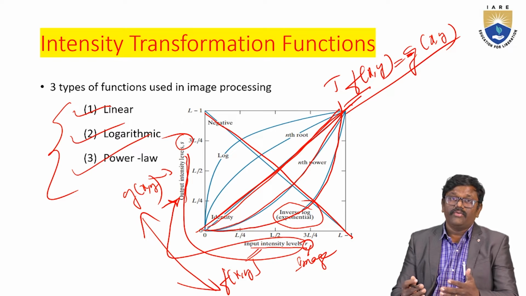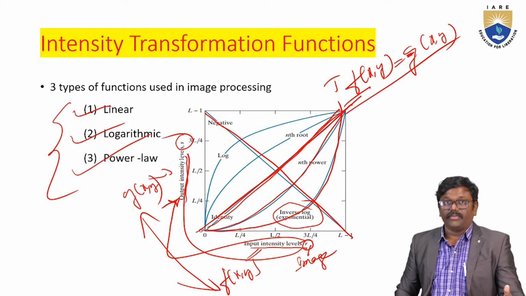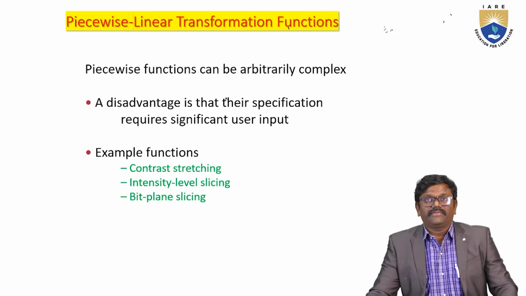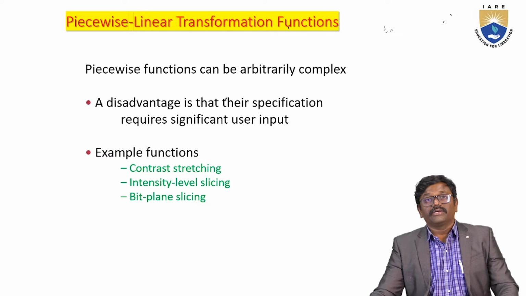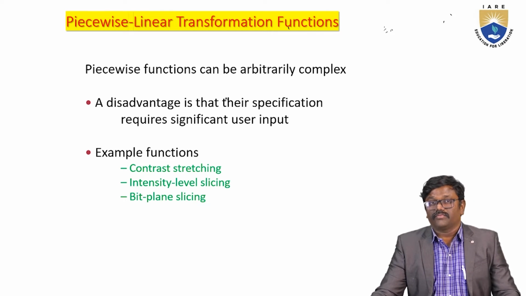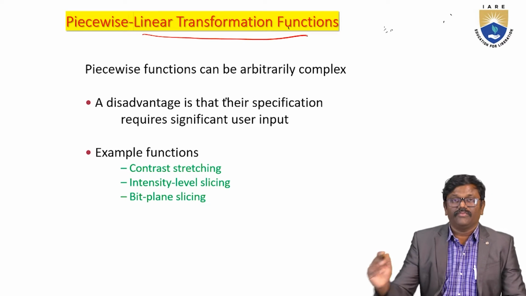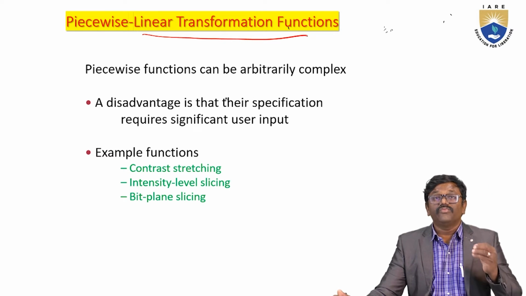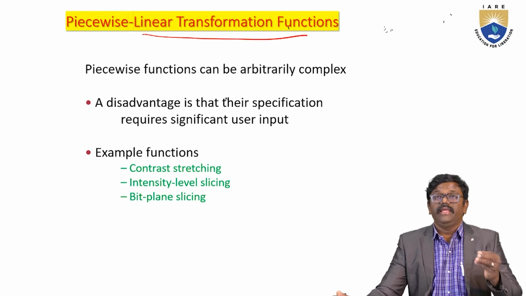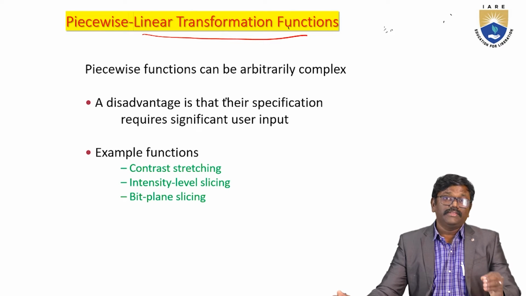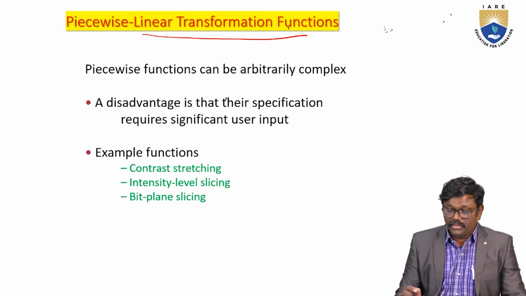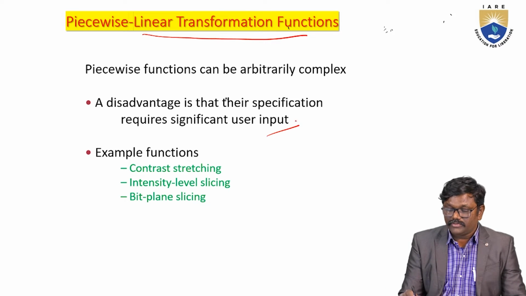We are going to understand these characteristics in detail, how these graphs are attained, with one function after another explanation. See here, first I am going to start with one of the intensity transformation functions, which I call linear transformation functions, named piecewise. What is that? Piecewise linear transformation function. These piecewise linear functions can be arbitrarily complex. A disadvantage is that their specification requires significant user input.